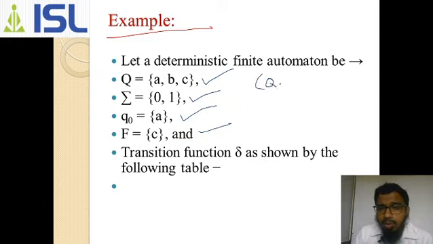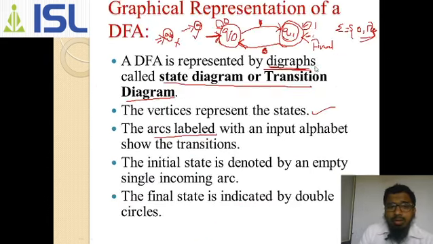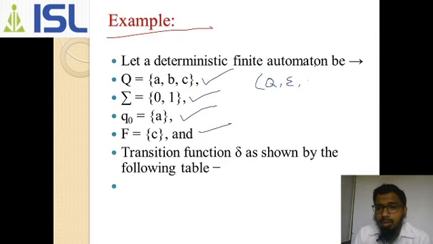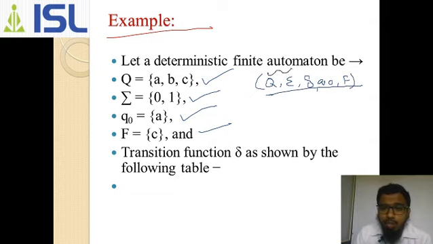Q, sigma, delta, then Q0 and final. So these are the things. So we have Q, sigma, delta, Q0 and F. Delta is the transition function, as shown by the following table.